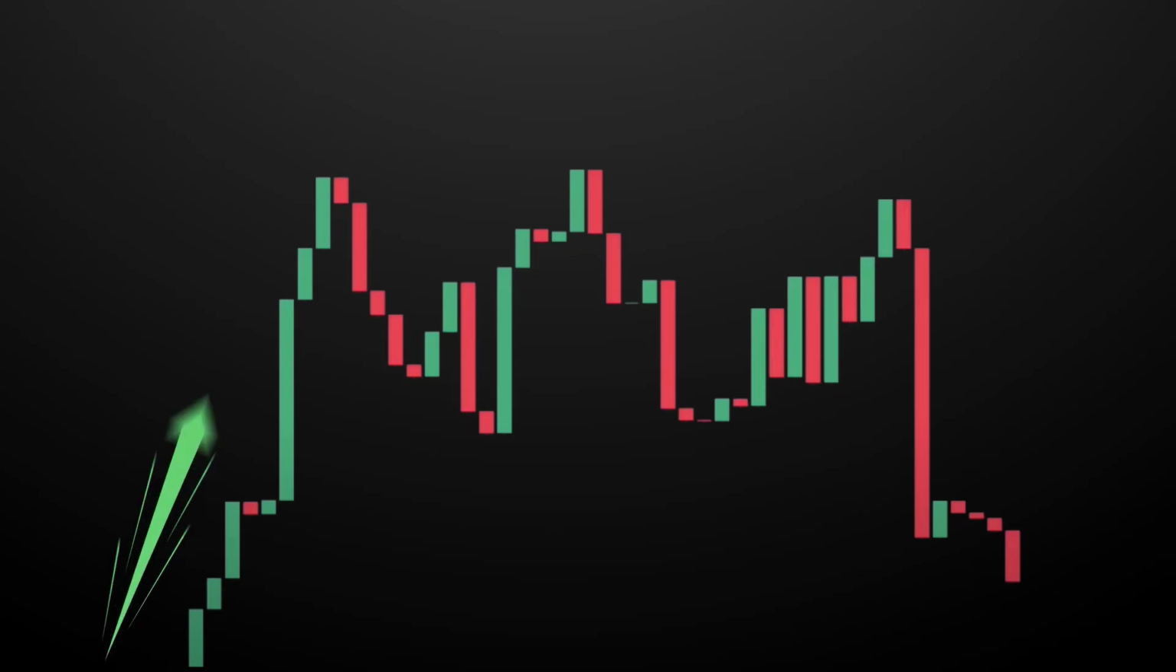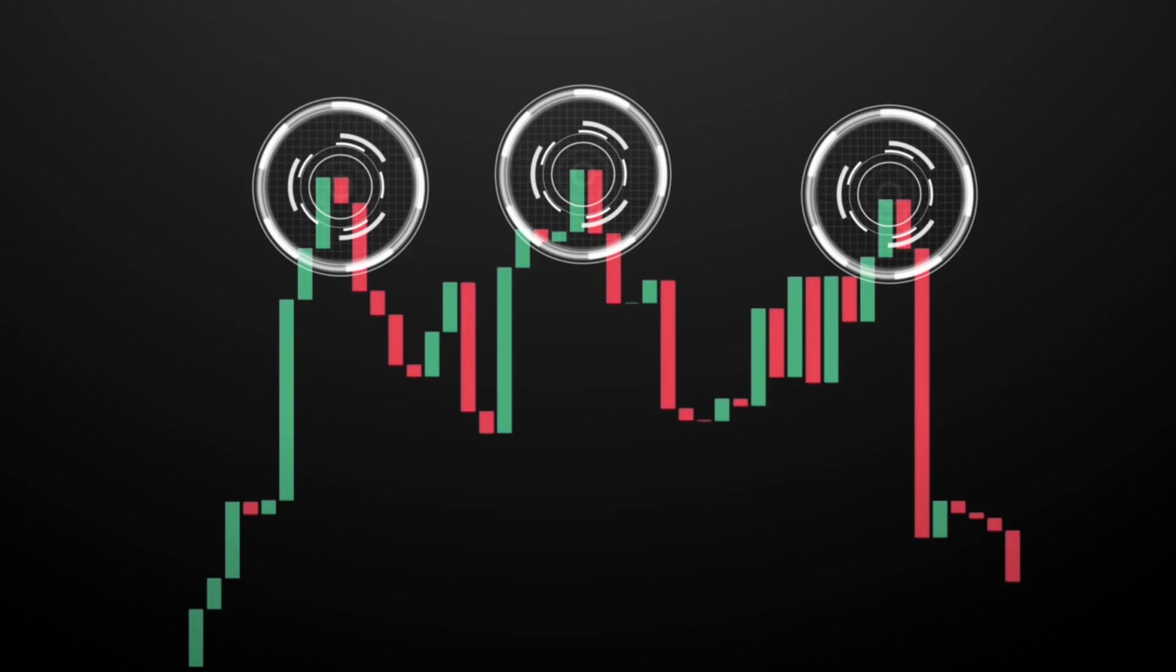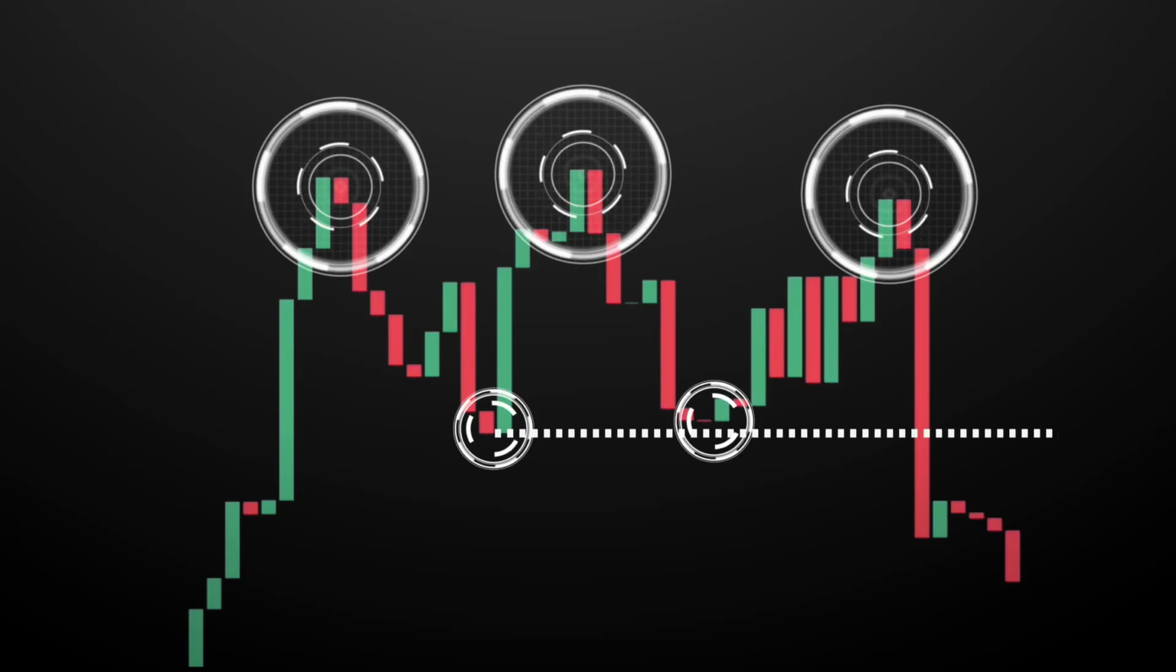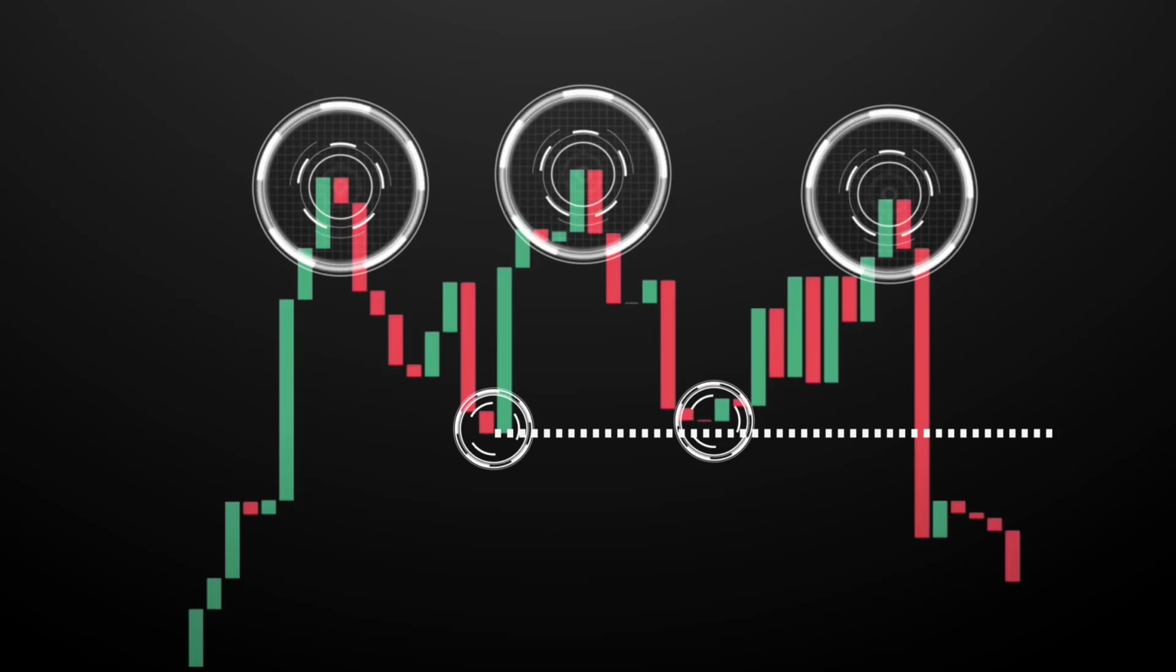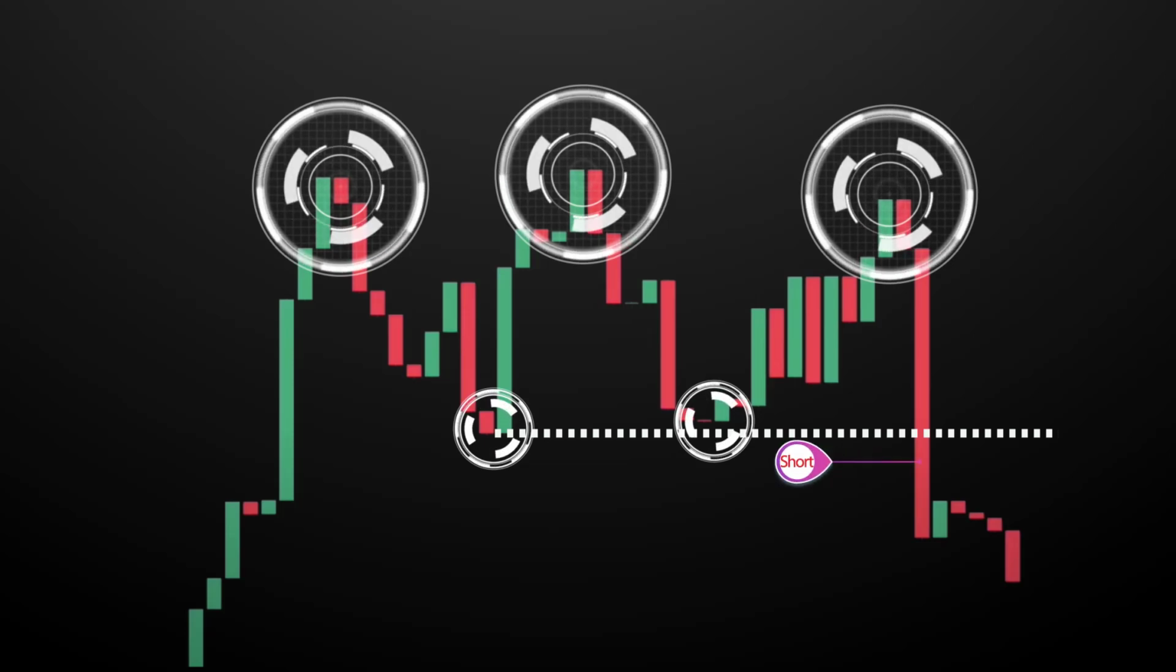First, with the triple top pattern, the market is in an uptrend before forming 3 consecutive highs at roughly the same level. The swing lows between these highs create a support level known as the neckline. Once the price breaks below the neckline, we enter short positions because the trend reversal is confirmed.